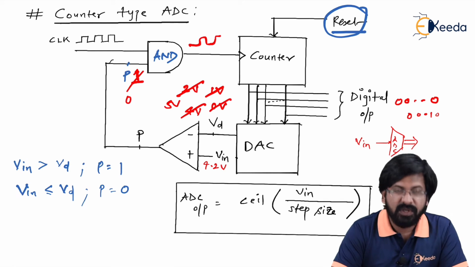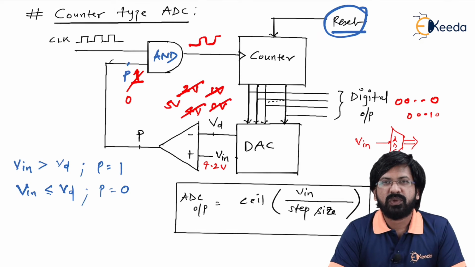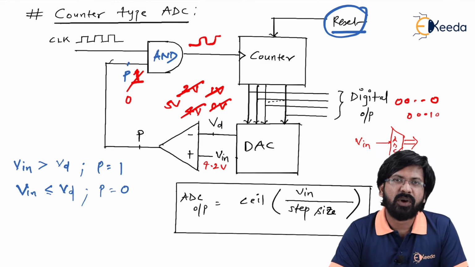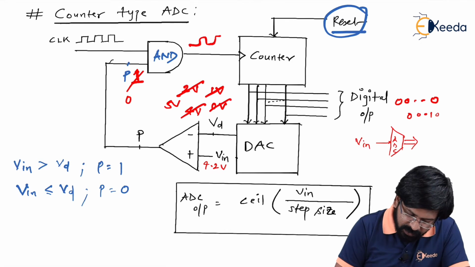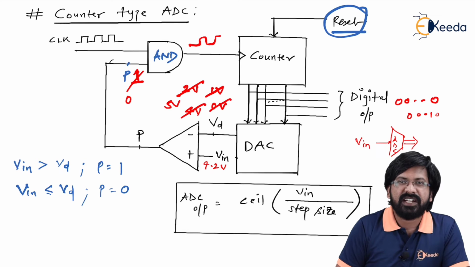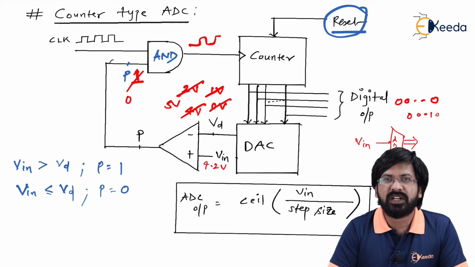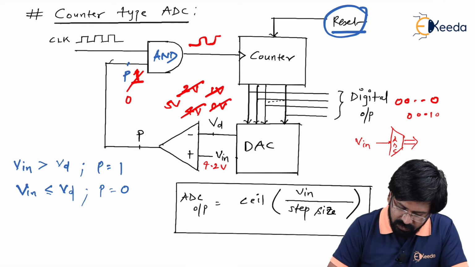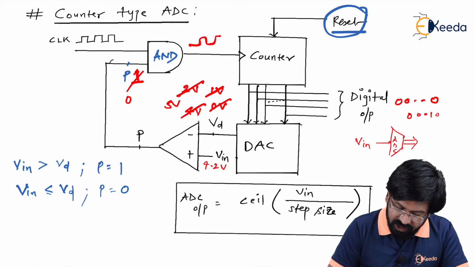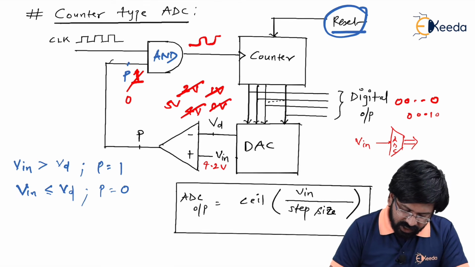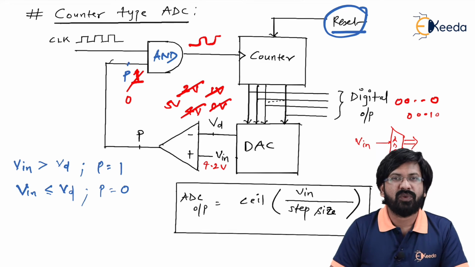If you remember, for a comparator there are only two outputs possible, positive saturation and negative saturation. So we consider positive saturation as logic 1 and negative saturation as logic 0. This time, when P equals 0, the AND gate gets disabled and the counter stops working. So in a way we can say that the current value on the counter gets frozen, and that frozen value is considered as the final digital output. So I can now say that the digital output is equal to 5 volt.